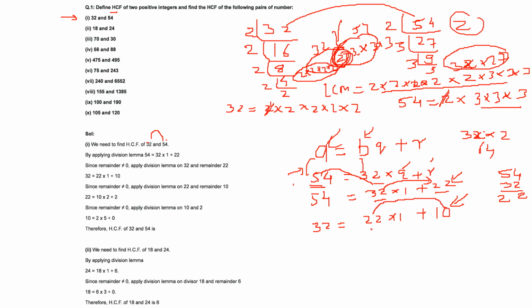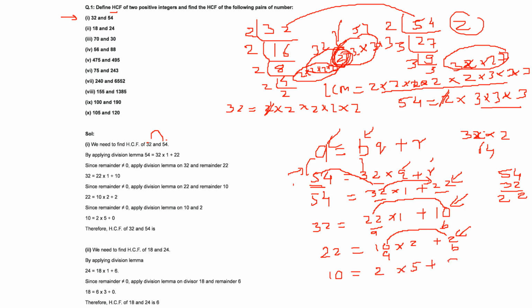A will be 22 and B will be 10. So 22 can be represented as 10 into something plus some remainder. Okay, so 10 into say 2, 20, and then 2 is the remainder. Again, we are not getting remainder as 0. Again, reapply the division lemma with A as 10 and B as 2. So 10 can be represented as 2 into 5 plus 0.